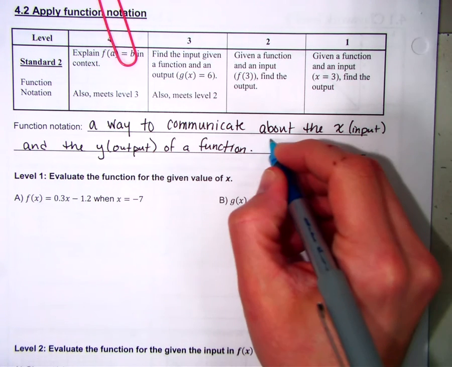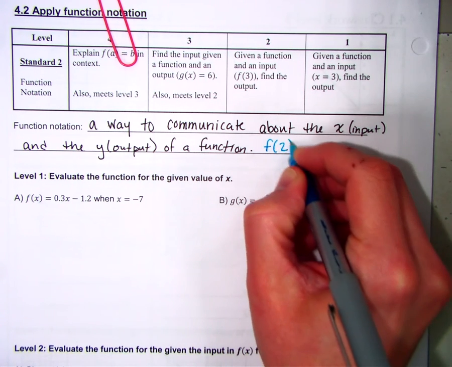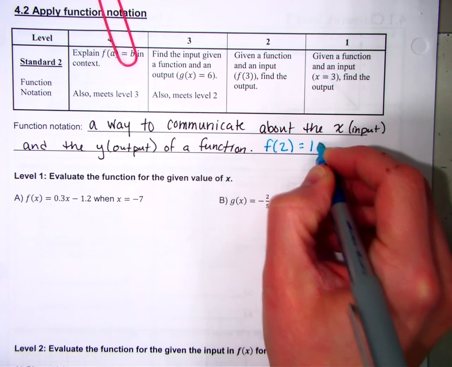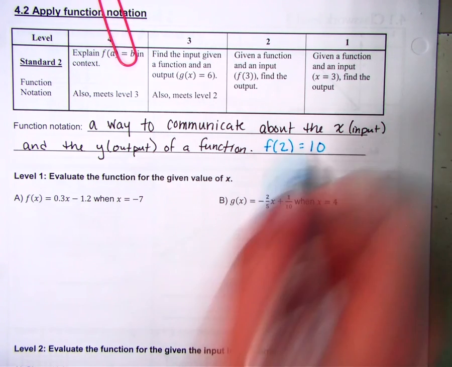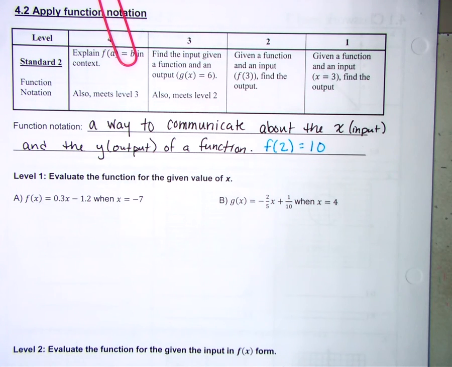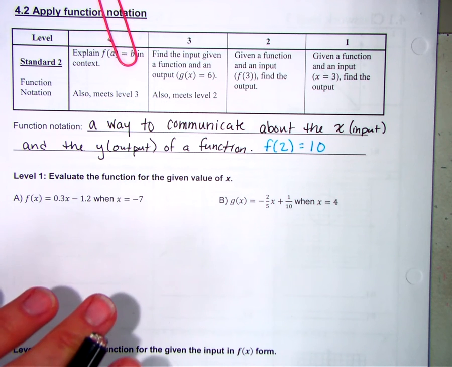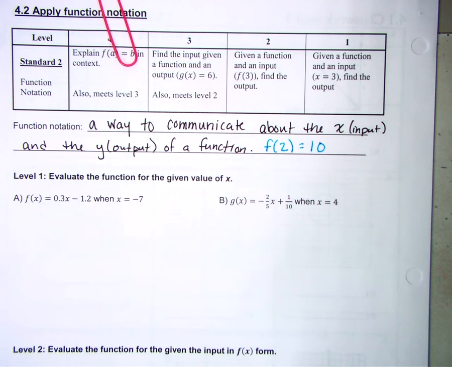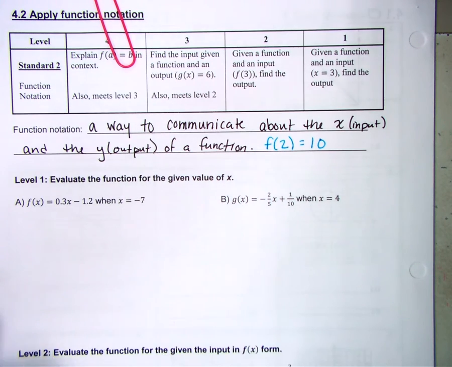So here's an example. So f of 2 equals 10, for example. Okay? So I just wrote down a sentence. And by the end of this standard, you're going to have to be able to tell me what that means. So I'm going to say, hey, what's the answer? And you're going to say, the answer is 10. Nope. What just happened? So what just happened, we're going to write this out in words so that you have it.